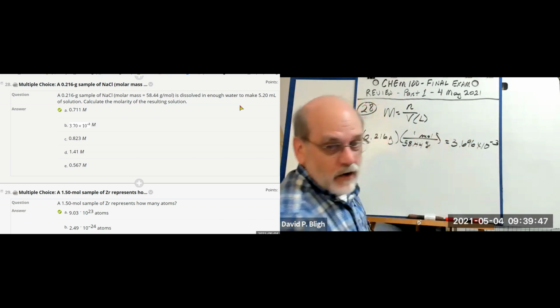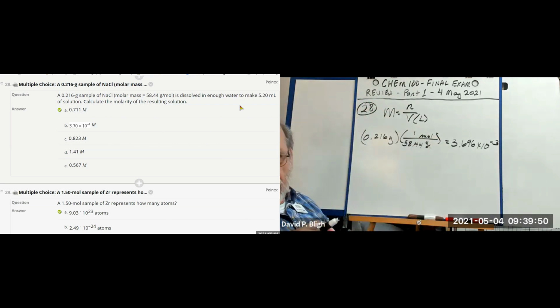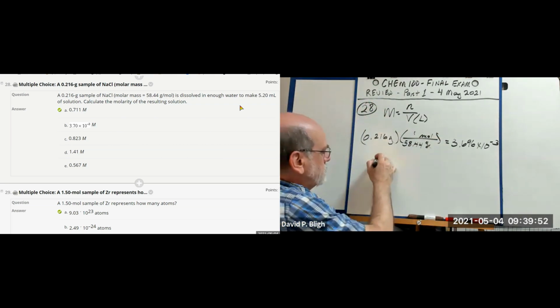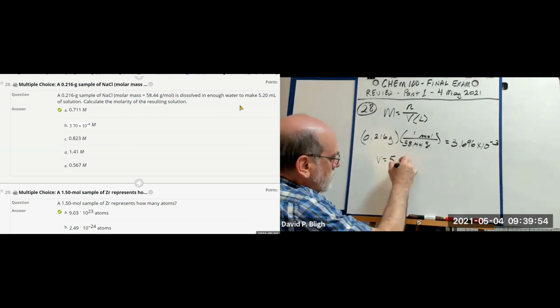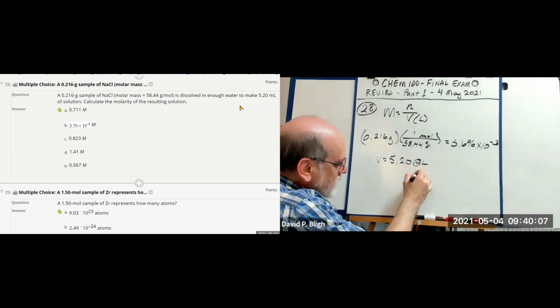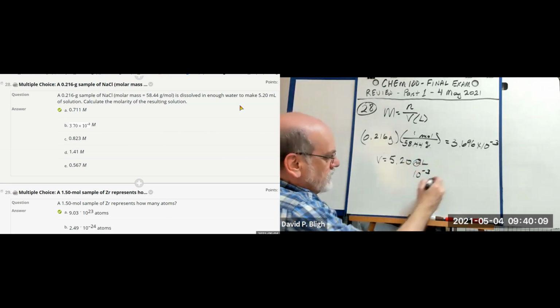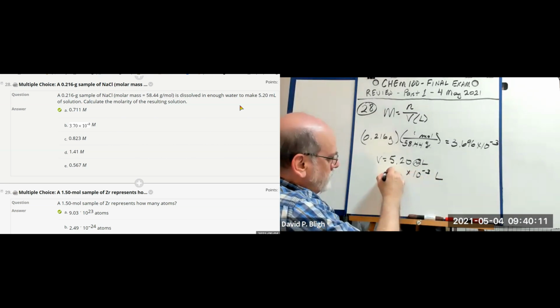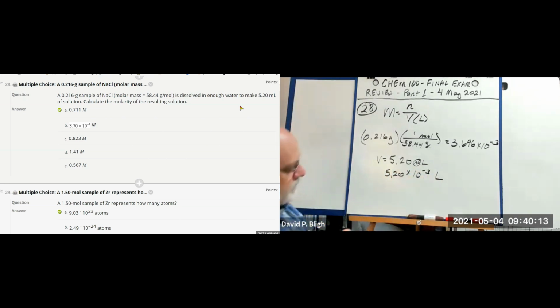All right, now we need to know volume. So the volume is given as 5.20 milliliters. Okay. So how many liters is that? Well, remember what milli means. Milli means 10 to the minus 3. There you go. 5.2 times 10 to the minus 3 liters.